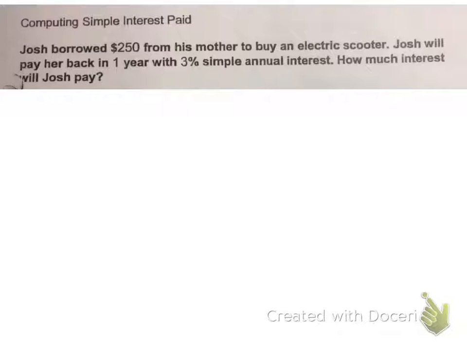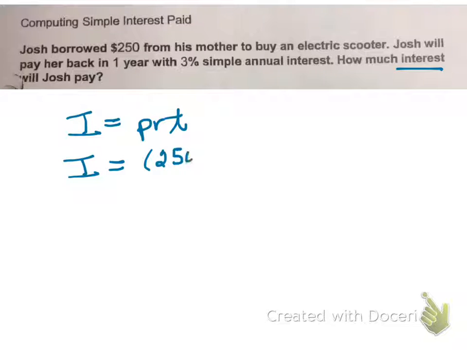All right, next problem says Josh borrowed $250 from his mother to buy an electric scooter. Josh will pay her back in 1 year with 3% simple annual interest. How much interest? So again, they're asking for interest and not balance. So we're going to use the formula I equals PRT. We don't know the interest. That's what we're finding. Principal is how much you're either putting in your account, depositing, or how much you're borrowing. And it says that Josh is going to borrow $250. His rate of interest is 3%, and 3% as a decimal is 0.03.